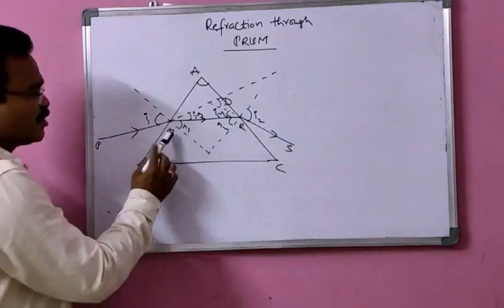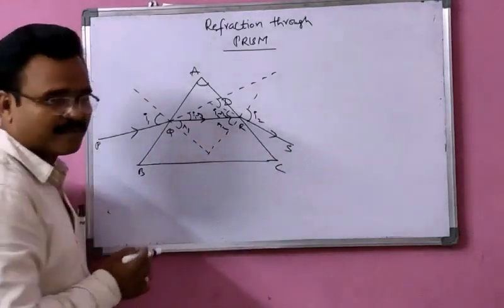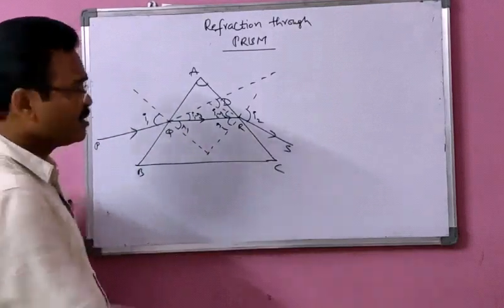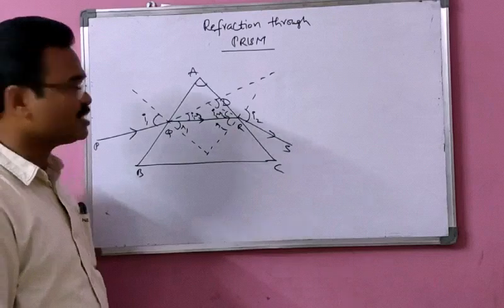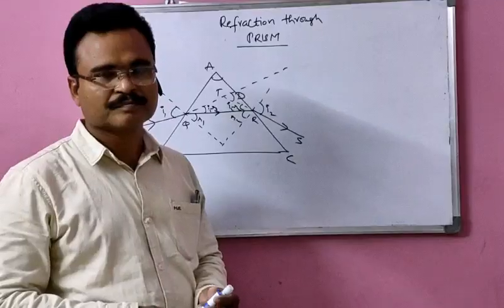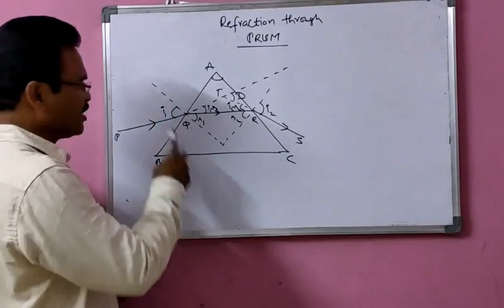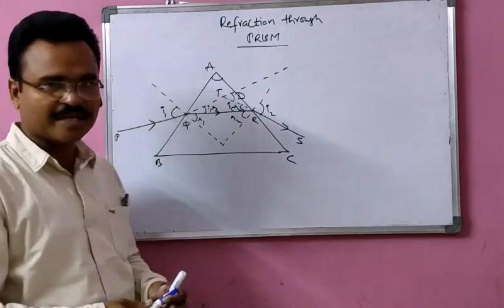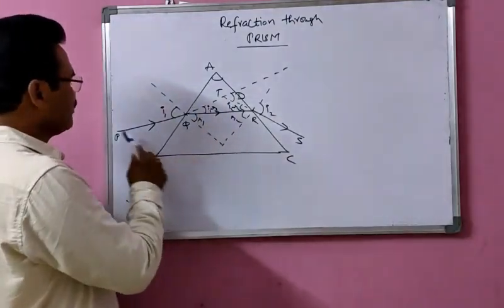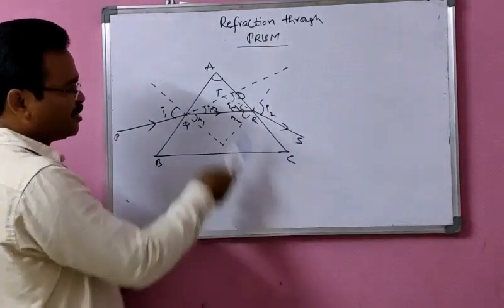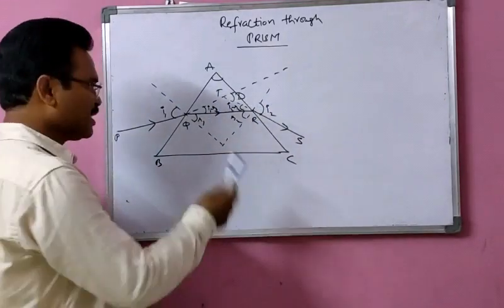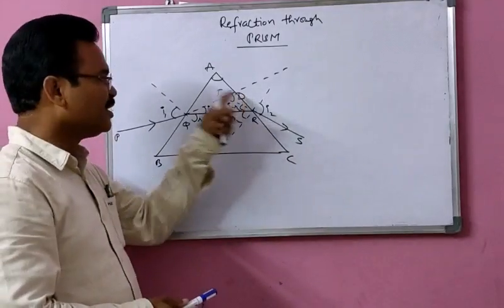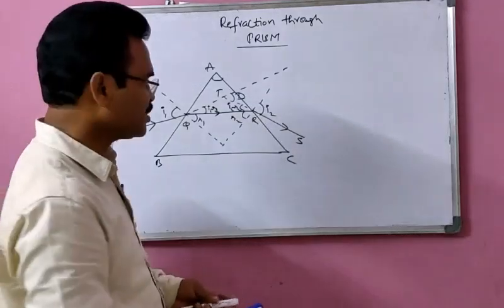PQ is called the incident ray, QR is called the refracted ray, RS is called the emergent ray. I1 is the angle of incidence, R1 and R2 are angles of refraction, and I2 is called the angle of emergence. PQT is the actual direction and TRS is the final direction. The angle between the initial direction and the final direction is taken as the angle of deviation D.